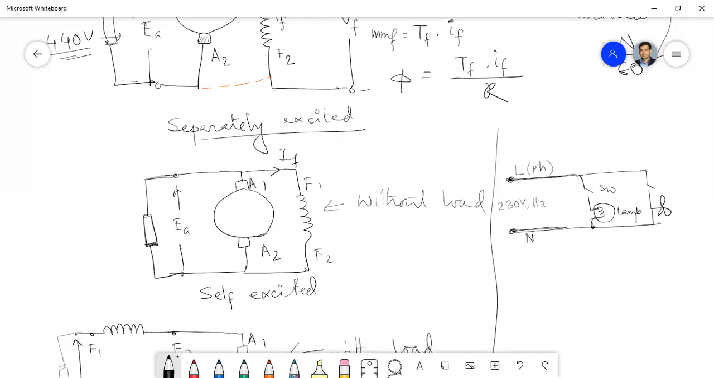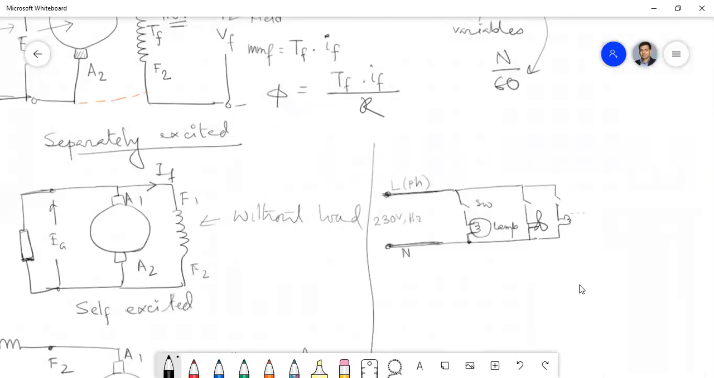Okay, so here also it is like this series. So this is how we have different loads in our household, and all these loads are connected how? In parallel. Can you tell me why all these loads are connected in parallel?